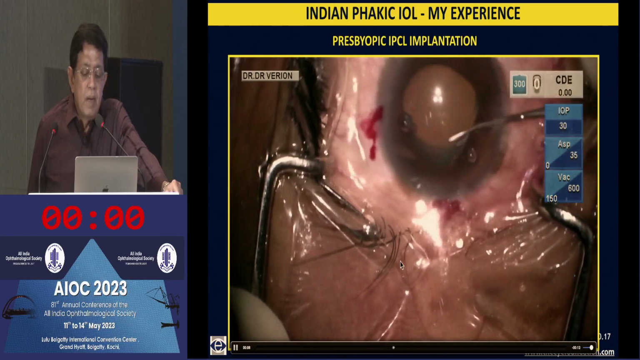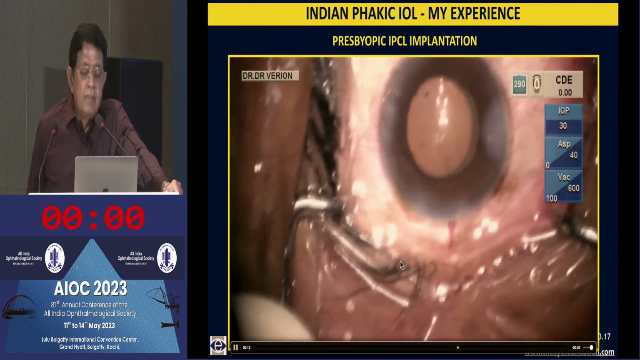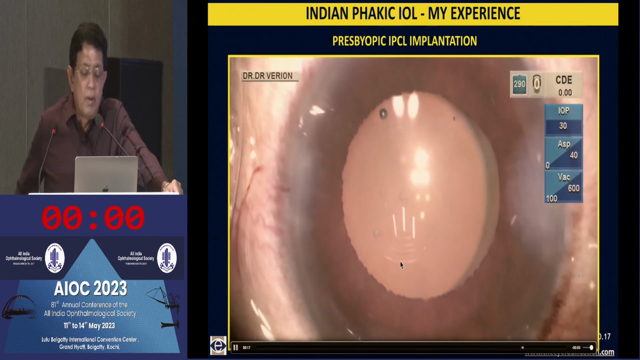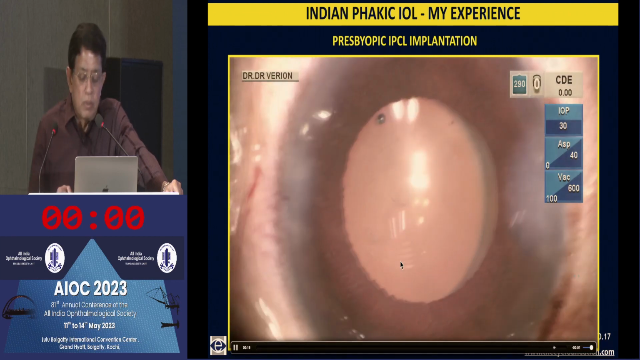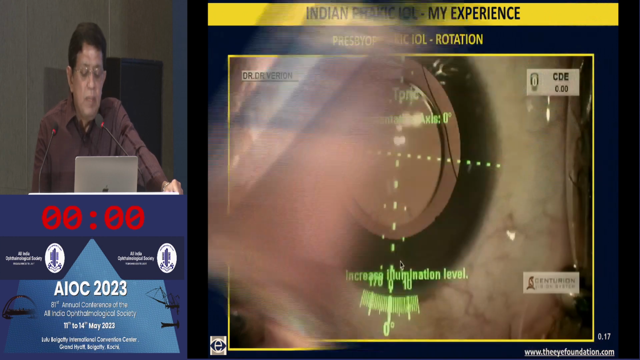We have implanted about 50 of these lenses, are analyzing results, and will soon be publishing it. We were concerned whether there would be a significant amount of dysphotopsia. You can see those diffractive rings over there. But fortunately, that has not been the situation.